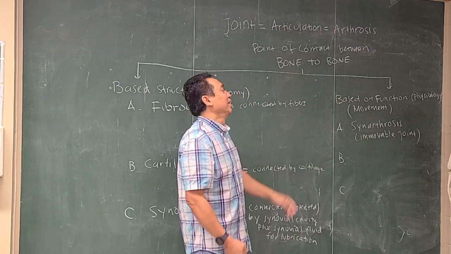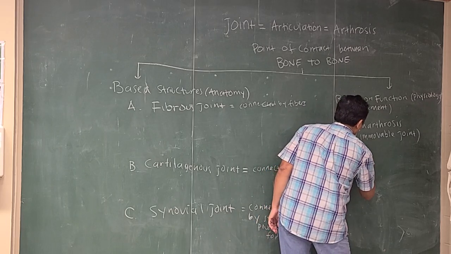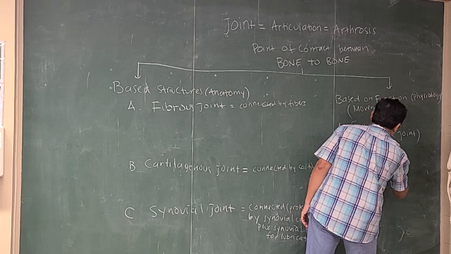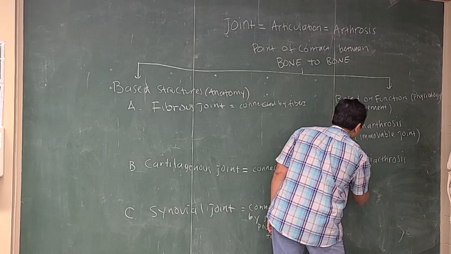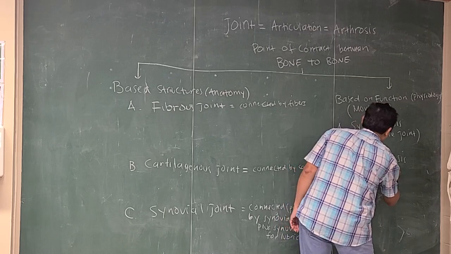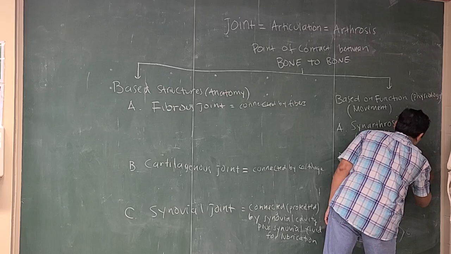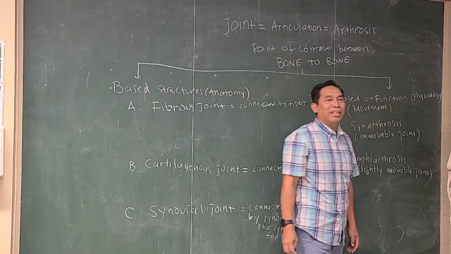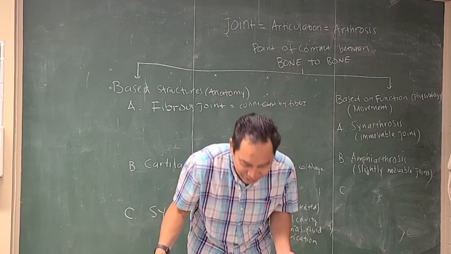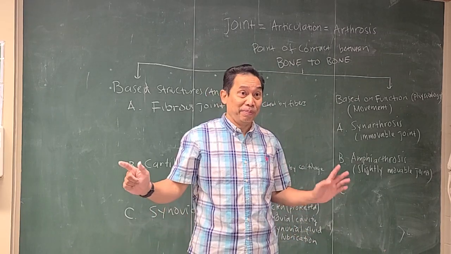You get one? The second one is called amphiarthrosis. This one means slightly movable joint. It means that there is a movement, but it's very little. Like for example, when you bend your back vertebrae, there is a movement, but it's not that free.